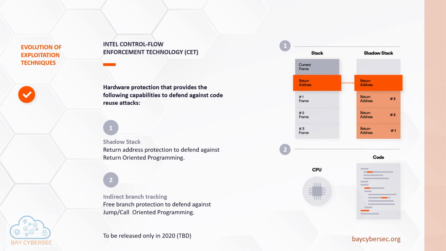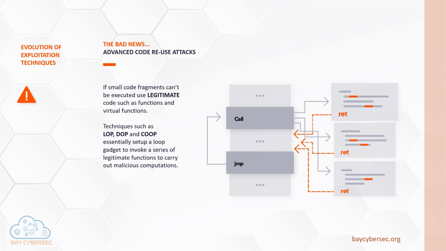So how do the attackers get around this? In 2016, a researcher in Germany from Darmstadt University introduced the Advanced Code Reuse attack, specifically called Counterfeit Object-Oriented Programming, COOP, where the attackers now adhere to the control flow graph of the program. But what they do is abuse the semantics of the language.